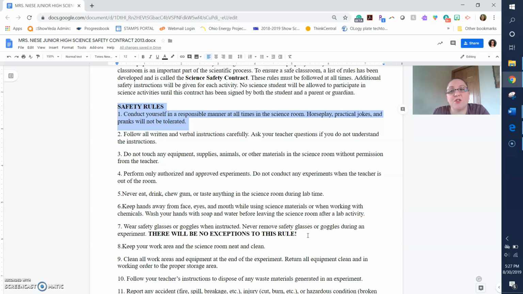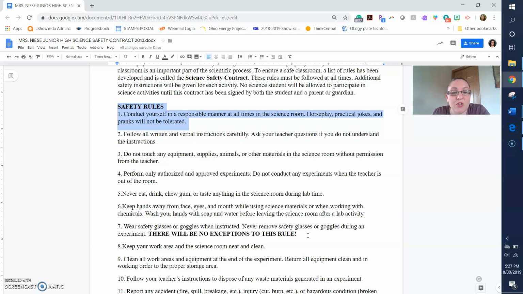2, it's going to lead to an automatic detention. And 3, you may not be able to continue with that experiment or experiments in the future. So it's really just not worth the risk or the reward of eating a gummy worm or something like that.